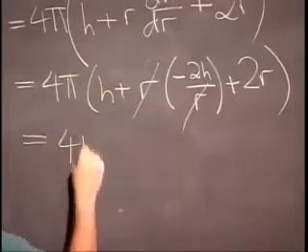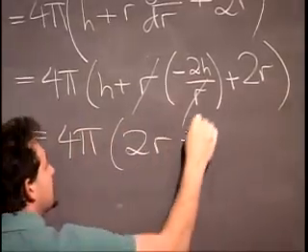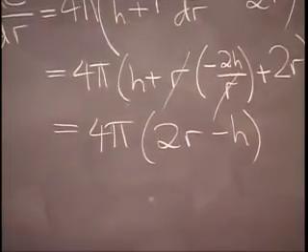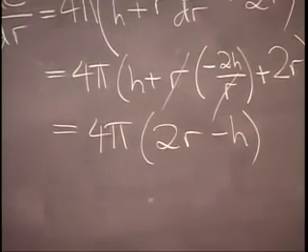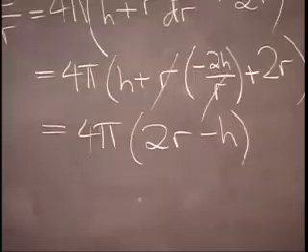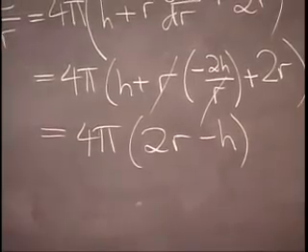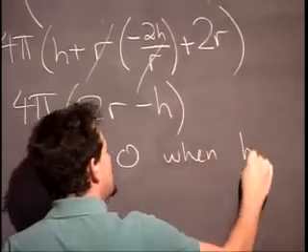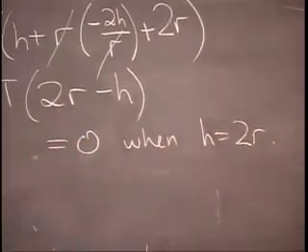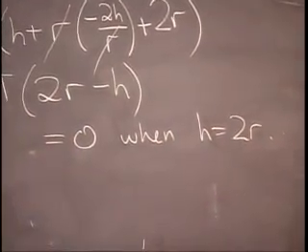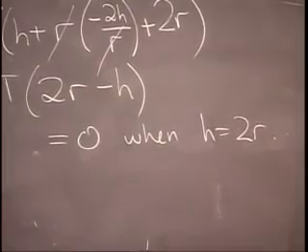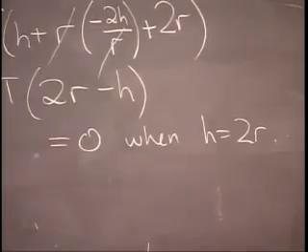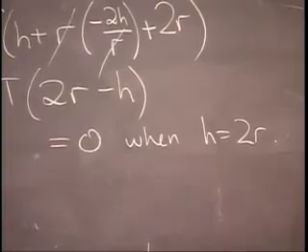So you get 4 pi times 2r minus h. And that is another way of looking at the derivative dC/dr. It just hasn't eliminated h anymore. It's 4 pi times 2r minus h. And this equals 0 when h equals 2r. So we have our critical point. We don't know what r or h is, either of them. But we know that the critical point occurs when the height is twice the radius, i.e. the height is the same as the diameter.